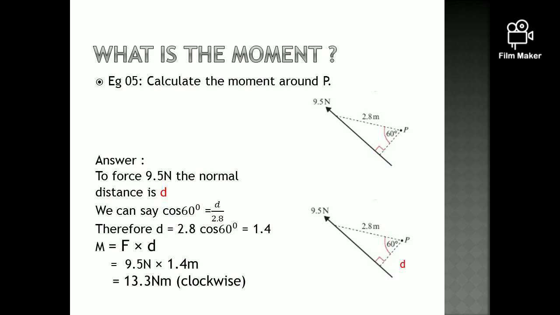Therefore, you can say adjacent divided by hypotenuse is cos theta. The value is 60. Then you can say cos 60 equals D over 2.8. With that, you will obtain the answer for D is 1.4 meters.